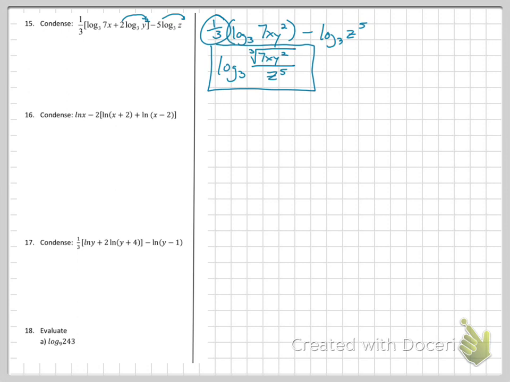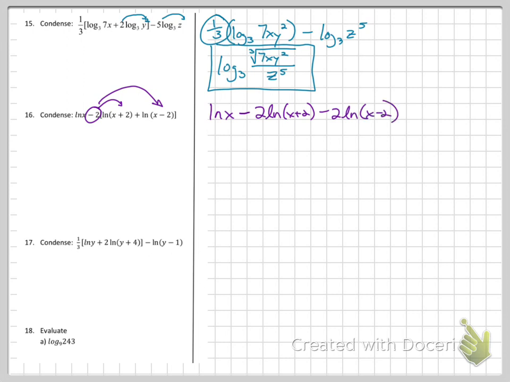Okay, number 16. So first notice that there's a -2 in front. So it's got a big parentheses. We should always do parentheses first. So we'll distribute the -2 to natural log of x plus 2. And we'll distribute the -2 to natural log of x minus 2.